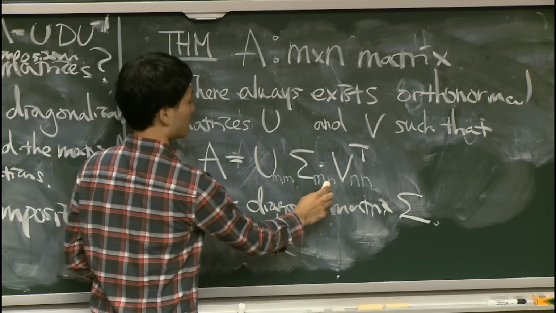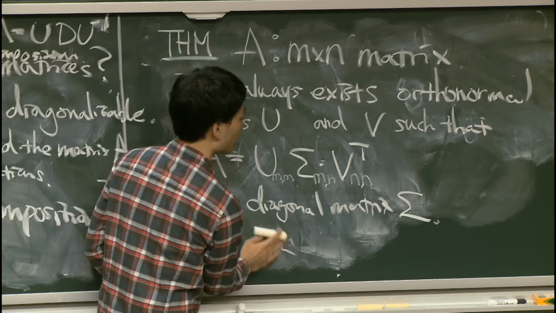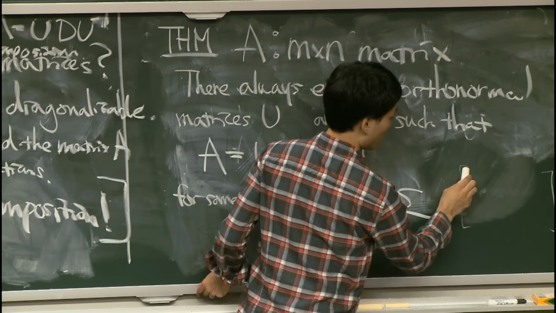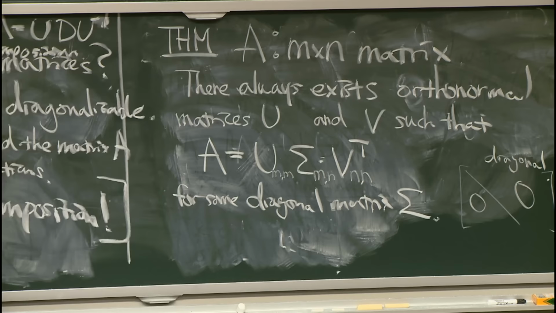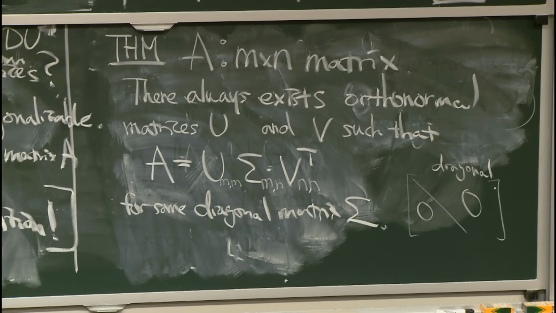So what does it mean for an m by n matrix to be diagonal? It just means the same thing: only the ii entries are allowed to be non-zero. That was just a bunch of words, so let me rephrase this.